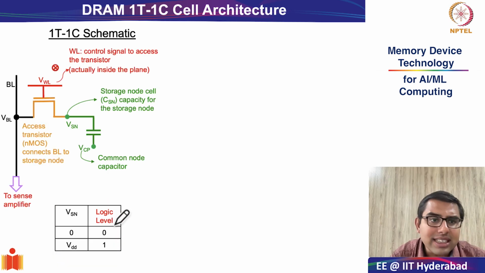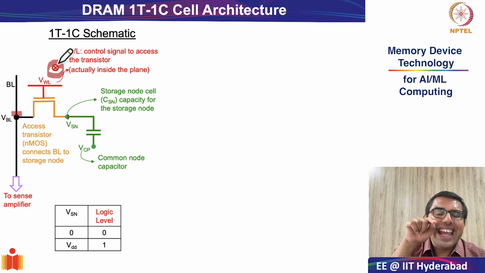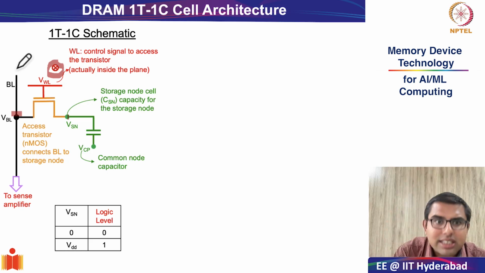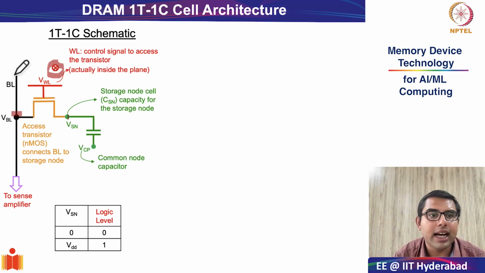The next important aspect is your access transistor, which is an NMOS transistor that connects the storage node to the bit line. The gate of the access transistor, just like in the SRAM cell, is controlled by the word line. Now, more realistically, the word line is inside the plane of the slide or the paper, whereas the bit line is in the same plane as your slide. So the operation is very, very simple.